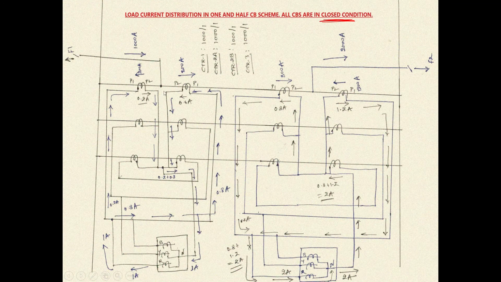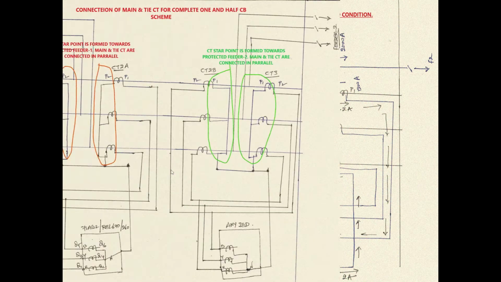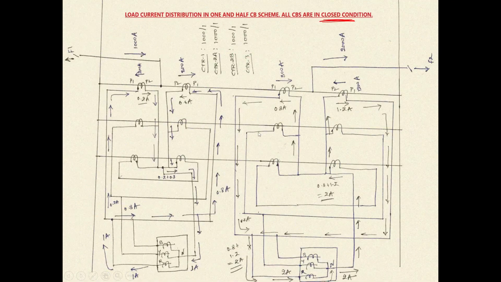For feeder 1, the star point of CT1 is formed towards the P2 side, and the star point of tie CT core 1 is formed towards the P2 side. This connection I have already explained in the earlier slide. Now similarly for feeder 2, the only thing over here is, I am not considering all the phase-wise connections of the feeder. I am considering only one phase, suppose the R phase, for better understanding and less complexity. The concept will remain the same for all the phases. That's why I'm considering only one phase.